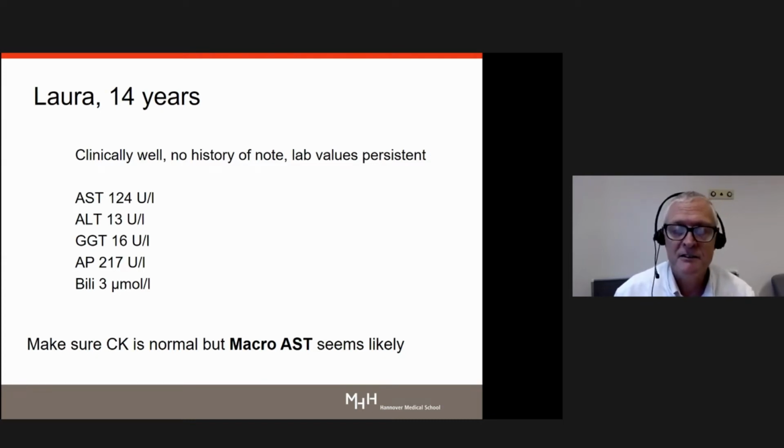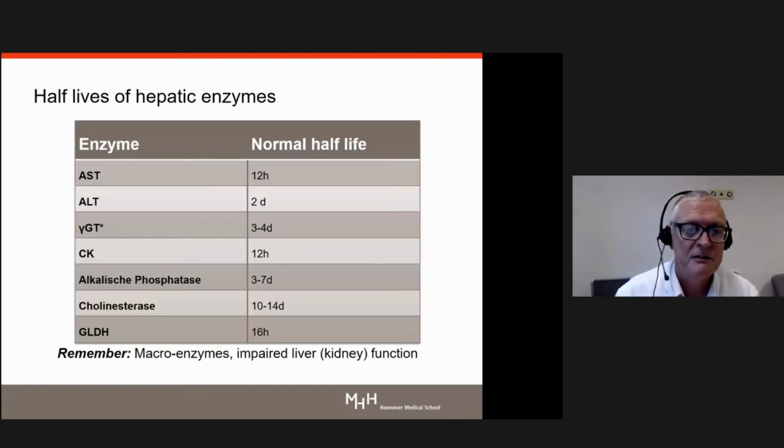Hyperphosphatasia is another example of the pulling together of many of these molecules into one big macromolecule, and they are more resistant to breakdown, and therefore they produce high numbers in our blood tests.